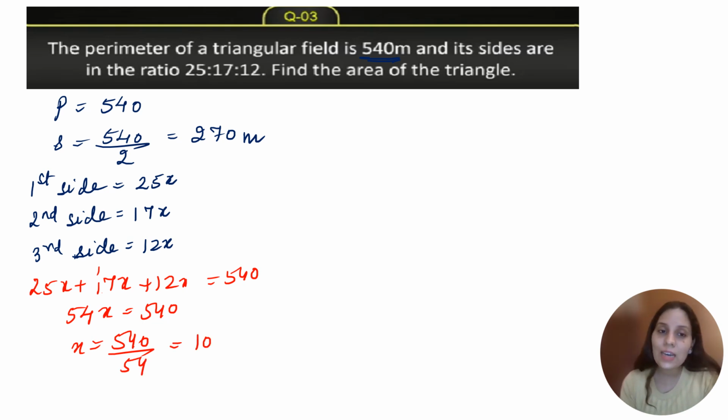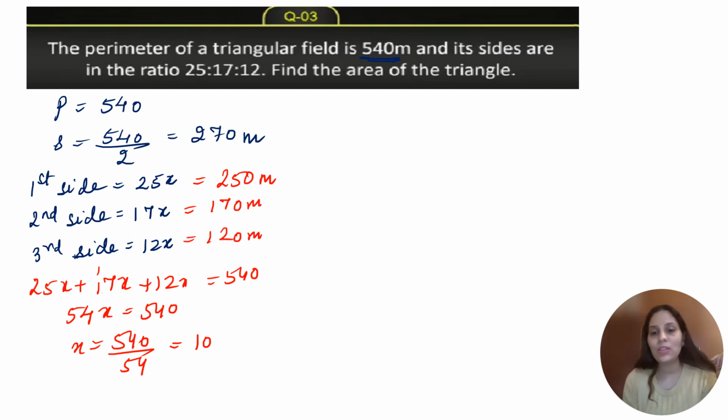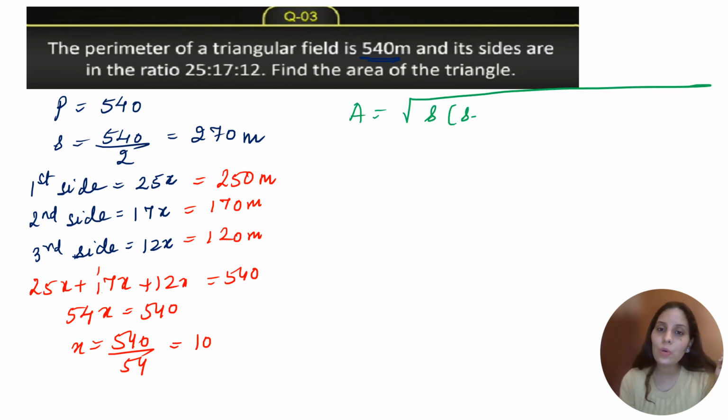Now we'll find the sides. So the side is 25x. 25 into 10, 250 meters, 170 meters and 120 meters. So these are the values of the sides. Now finding the area of triangle. What is the area of triangle? Root over s into s minus a into s minus b into s minus c.